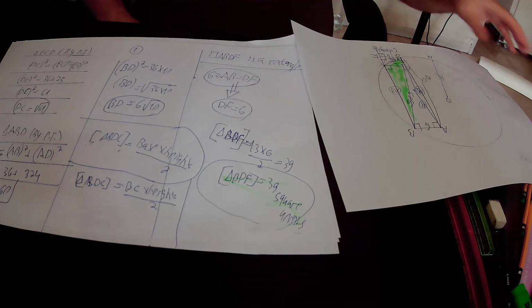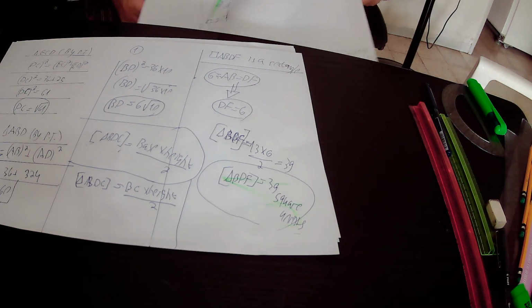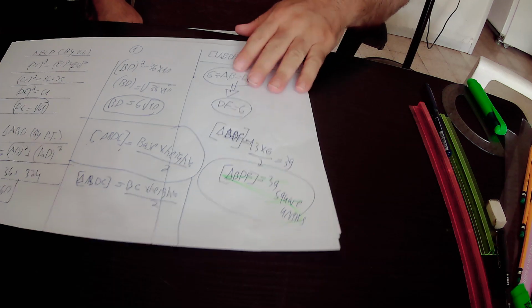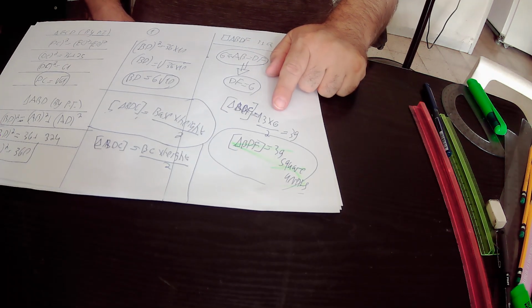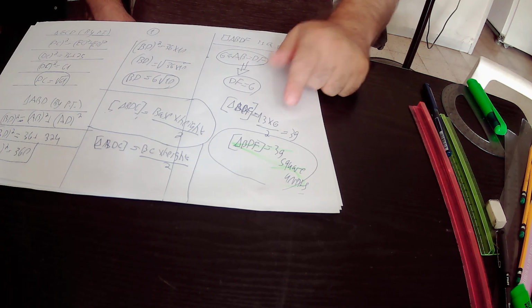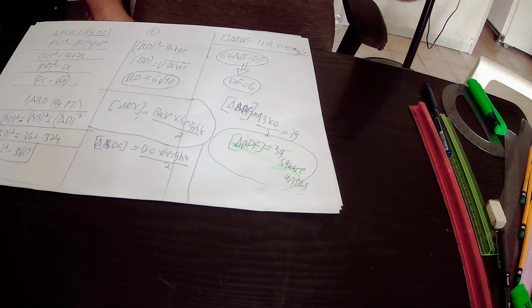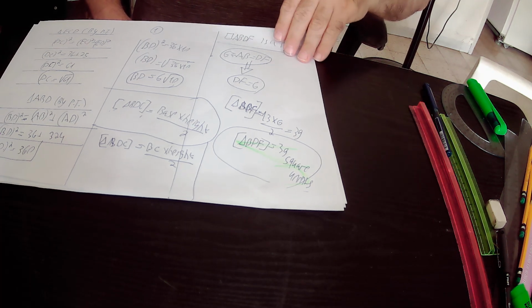In conclusion, the area of the green triangle BDF equals 13 times 6 over 2. 6 over 2 is 3, and 3 times 13 is 39. In conclusion, the area of the green triangle BDF equals 39 square units.